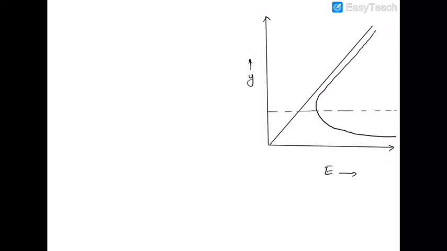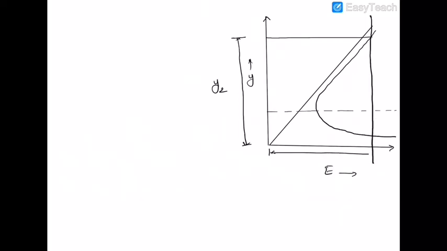Clear? This curve represents a specific energy curve. Clear? At section 1, the depth of flow is y1. Suppose this is y1, and the specific energy at section 1 is E1.